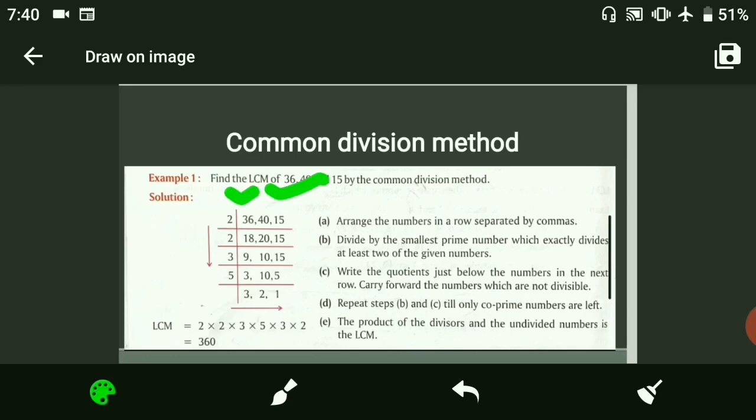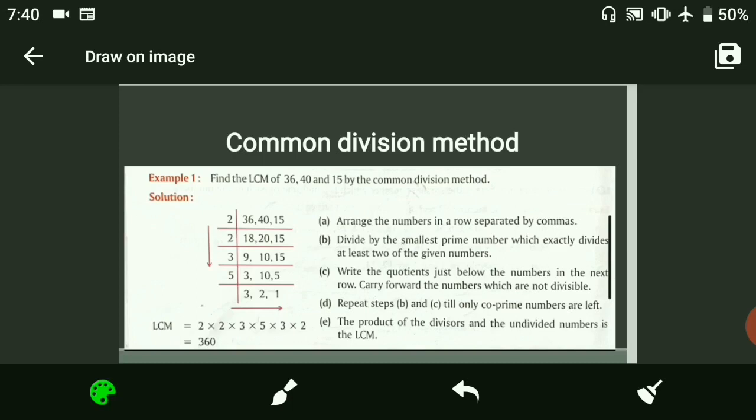That is 2. So I have taken 2 as a prime number and start dividing. 2 18s are 36. Then in the 2 table, 40 comes at 20s are. In the 2 table, 15 is not coming, so I copy down 15 as it is. Clear? 15 stays as it is because it does not come in the 2 table. Now you will see 18 and 20 again come in the 2 table.